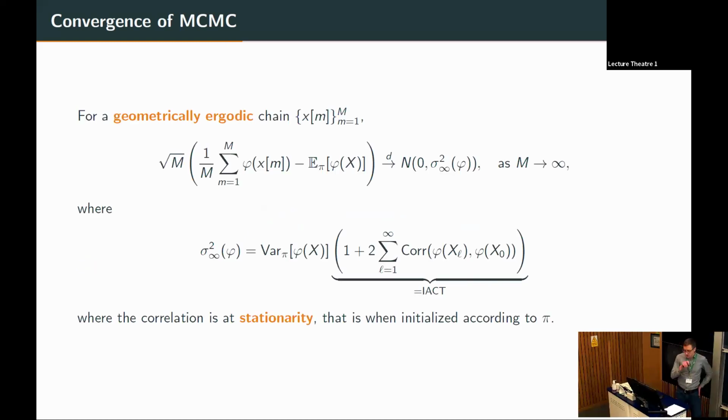And furthermore, if we make some additional requirements on the ergodicity properties of the chain, specifically requiring that it's geometrically ergodic, then it can also be shown that there's sort of a central limit theorem that applies to these sample averages. So these averages will converge at the Monte Carlo rate of square root of m towards a normal distribution, which has some asymptotic variance.